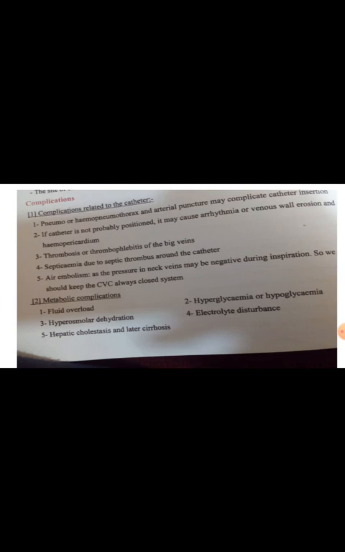So the metabolic complications of TPN may be hyperglycemia due to increased glucose intake, or hypoglycemia due to decreased glucose intake, fluid overload due to increased water intake, or dehydration due to decreased fluid intake, and hyperosmolarity of the TPN. Electrolyte imbalance: hyperkalemia, hypokalemia, hypocalcemia, hypercalcemia, and maybe hepatic cholestasis and up to cirrhosis of the liver in long-standing cases taking TPN for more than 3 months.